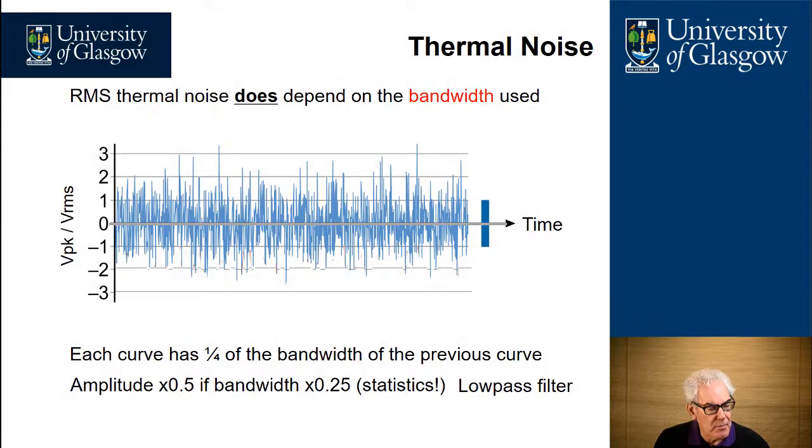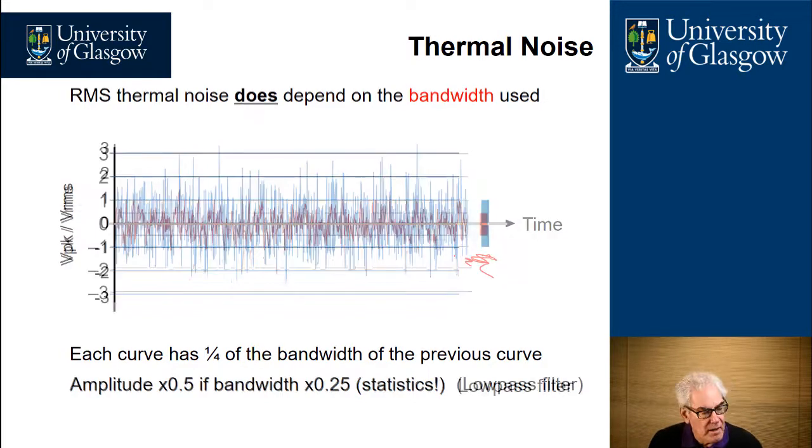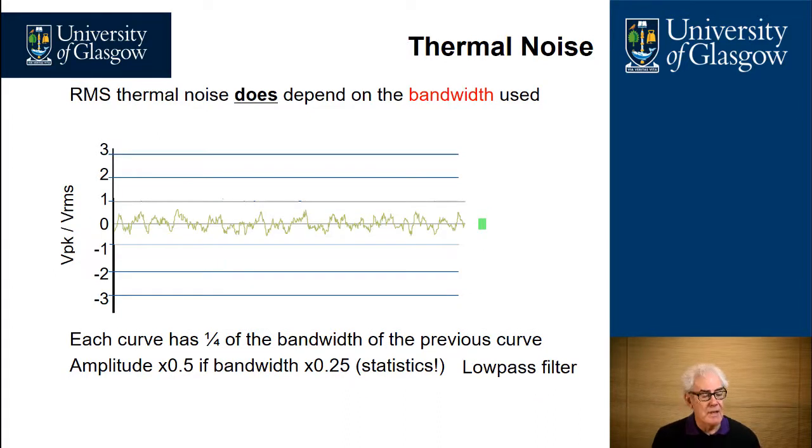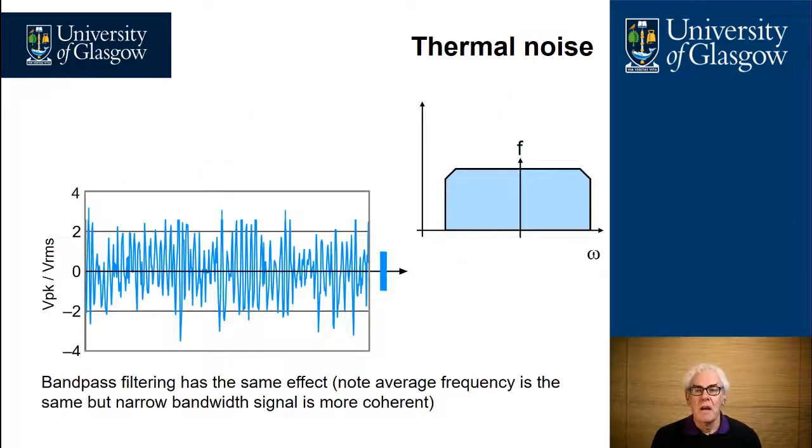So here we have the bandwidth out here. So for bandwidth 1, here we have the RMS value of that signal. If we make the bandwidth 4 times smaller, the RMS value goes down by a half because of the statistics. And if we make it even smaller, the RMS value drops yet again. Effectively, we've created here a low pass filter.